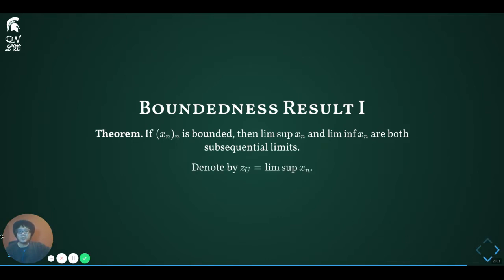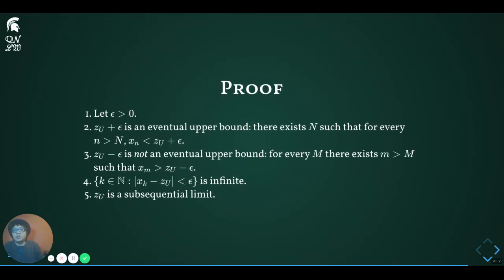For the convenience of exposition, in the next slide, we will use z sub u to denote the value of limsup. Here's the proof for the case of the limsup. I'll leave the case of liminf as an exercise. Remember, to show that a value is a subsequential limit, it is enough to show that for every epsilon there are infinitely many terms of the sequence within epsilon of the value.